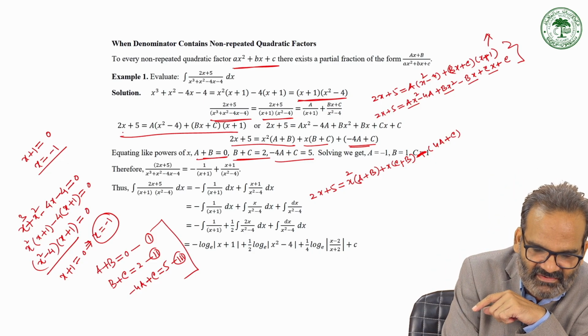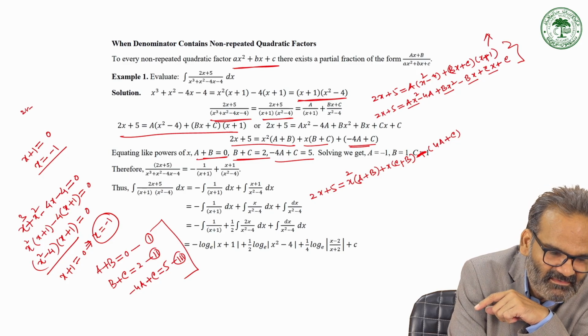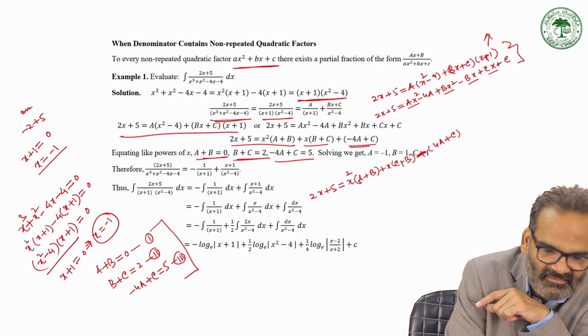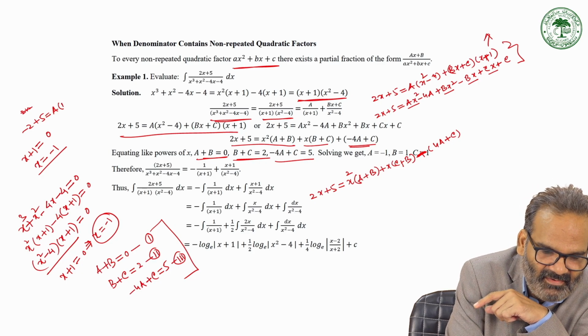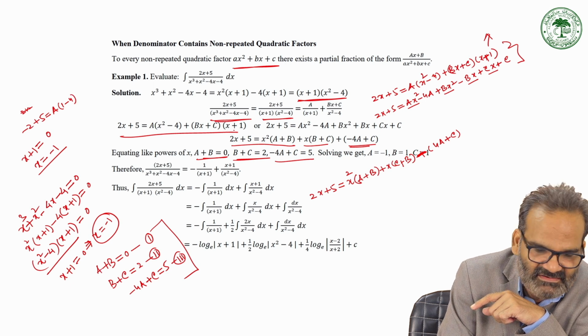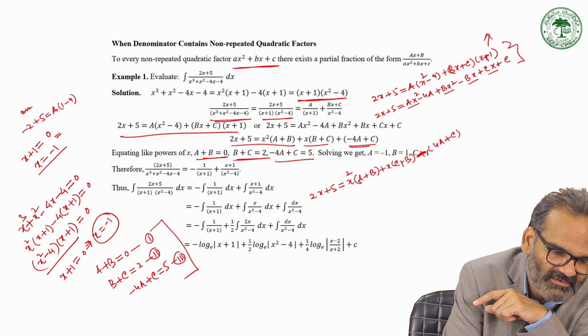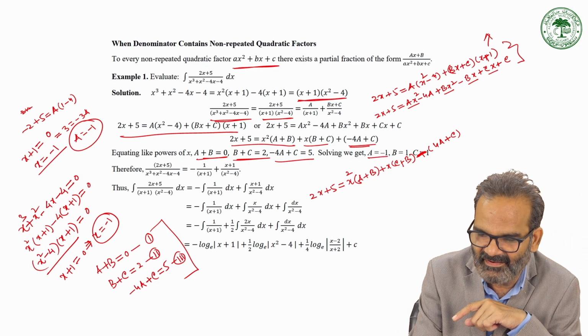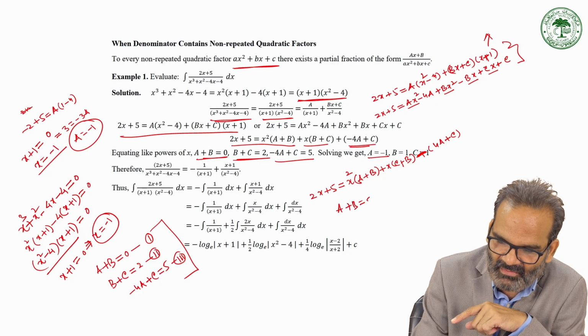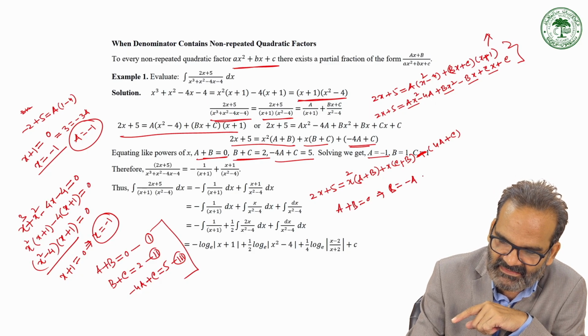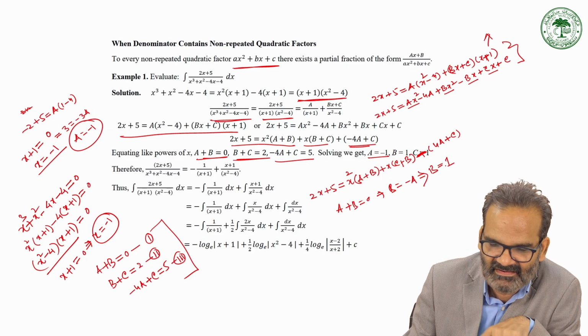If x equals minus 1, then 2 into minus 1 is minus 2, plus 5, right, equals a times minus 1 squared, that is 1, minus 4, and with minus 1 the other terms will be 0. So the left side equals 3, and the right side equals minus 3a. So from here, a is minus 1, right? If a is minus 1, then a plus b equals 0. This implies b equals minus a, which is 1. So a is minus 1, b is 1.